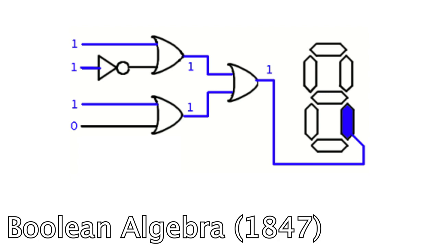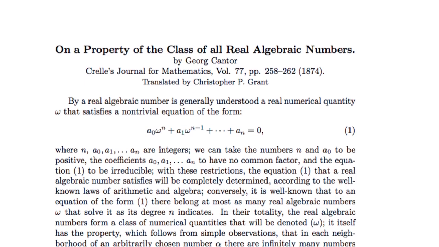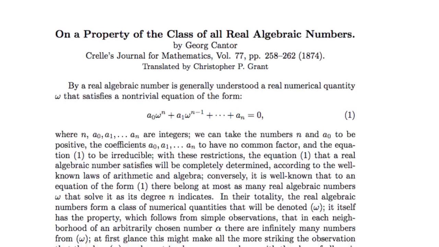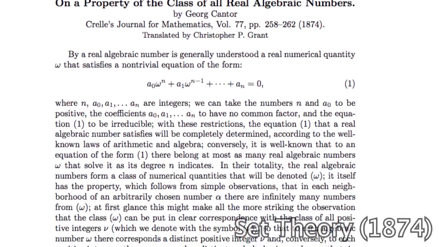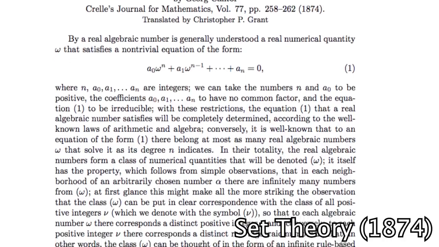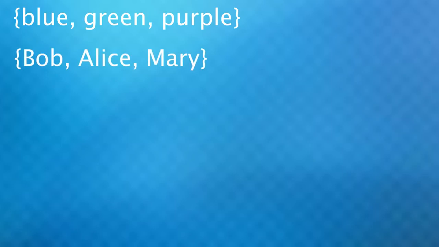Moving on, in 1874, mathematician George Cantor published a paper titled On a Property of the Collection of All Real Algebraic Numbers, which is where the branch of math known as set theory began. A set is basically a collection of objects. It could be a set of colors, people, the set of prime numbers, even numbers, and so on, where each member is known as an element of the set.